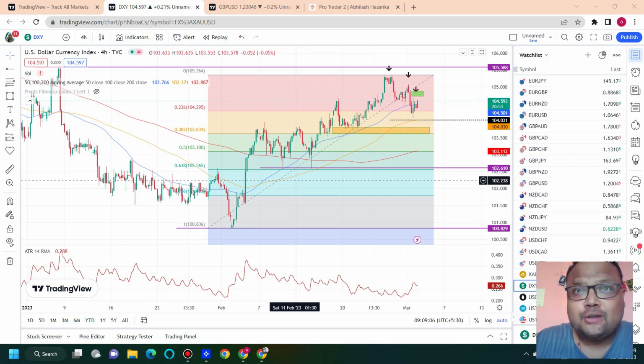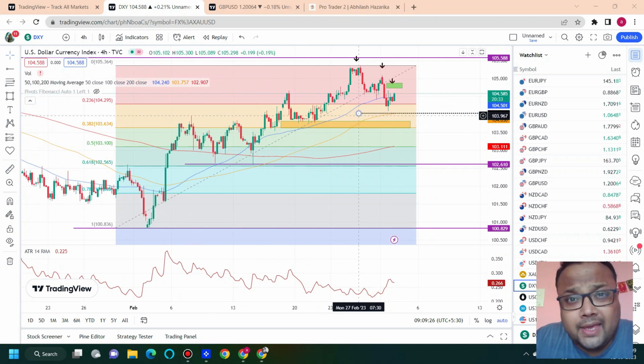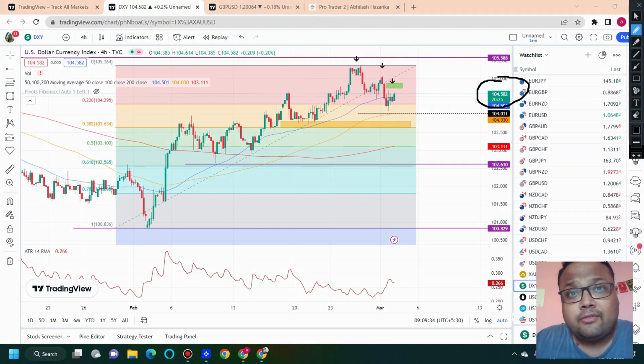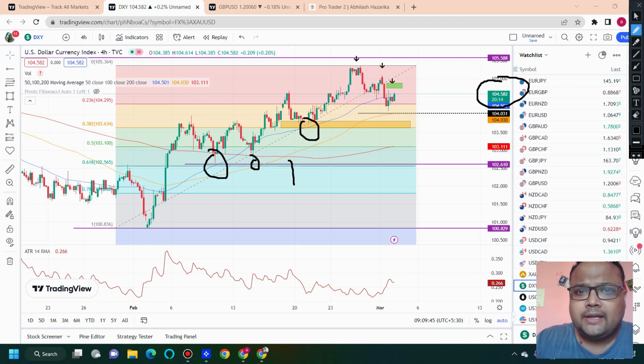So this is the 4-hour chart of DXY, the US dollar currency index. After making a low of 104.10, DXY is trying to recover. Right now, DXY is standing at 104.58. This is the current market price. Overall, the structure of DXY is still very much intact. We can see DXY is more or less maintaining the higher lows structure.